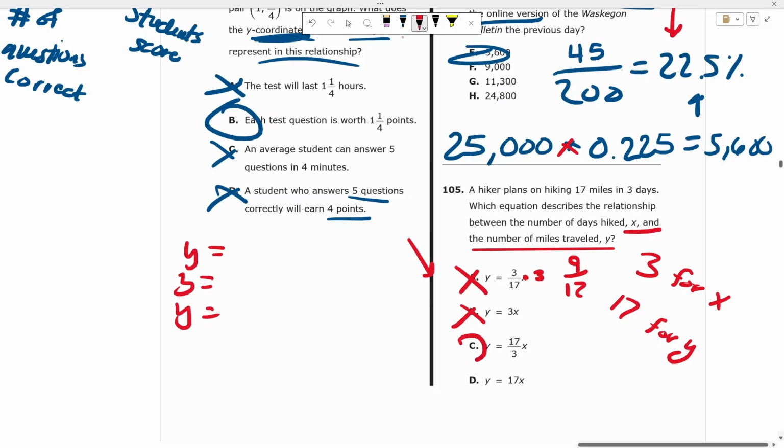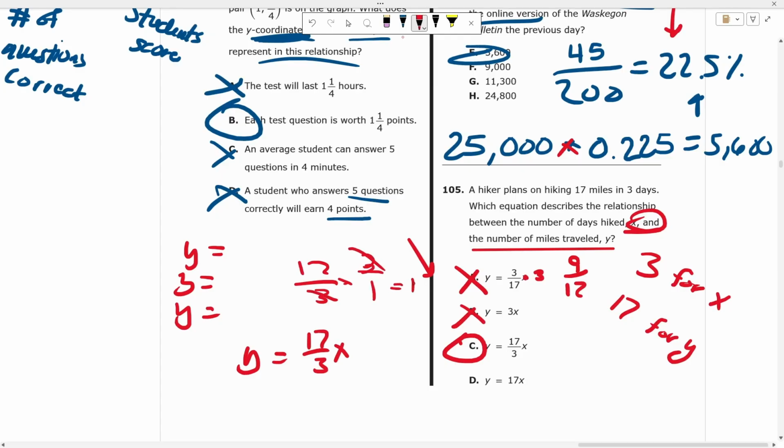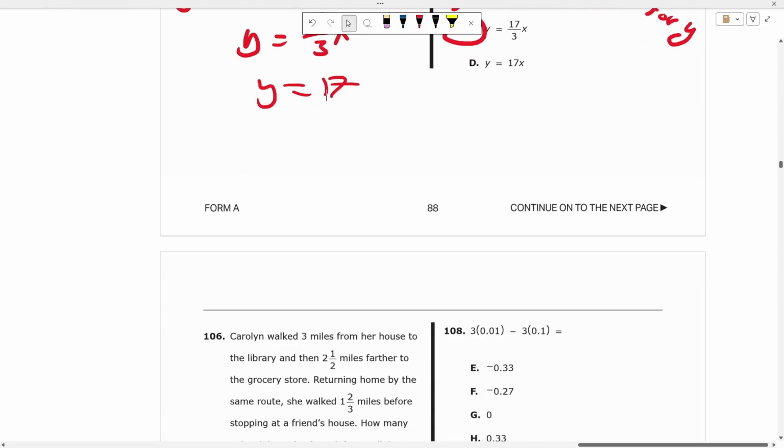Choice C is going to be my right answer because if I have y equal to 17 over 3x, and x is the number of days I traveled, so let's say I traveled for 3 days, 17 over 3 times 3 over 1 is equal to 17 over 1, or y is equal to 17, which is the correct y value for this case. So 105 is C. We're going to move on to 106.